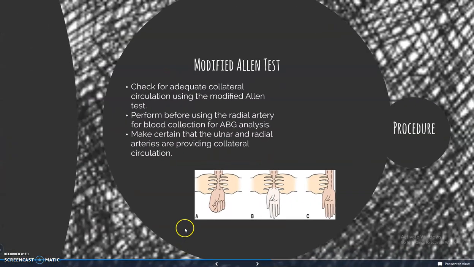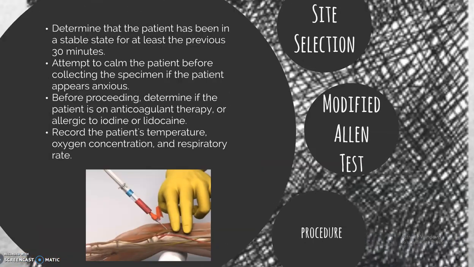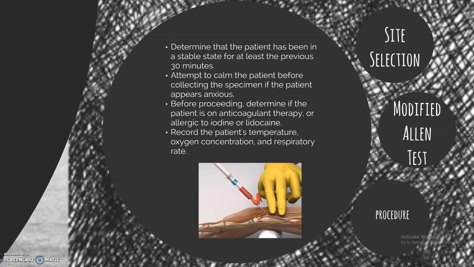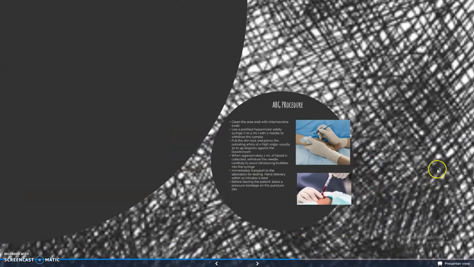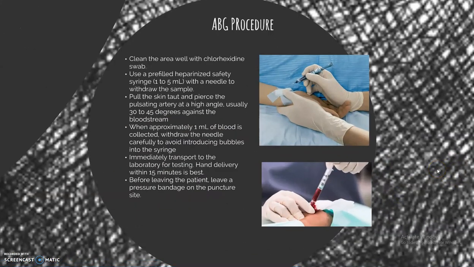Okay. Also shown here, it should change to white and then turn back to its normal pale color. This would be an example of a positive test, and we can then use that artery for ABGs. Generally, respiratory therapists collect these. Some hospitals train phlebotomists to do these, but you do need to be trained to perform the procedure. You clean the area well with a chlorhexidine swab.